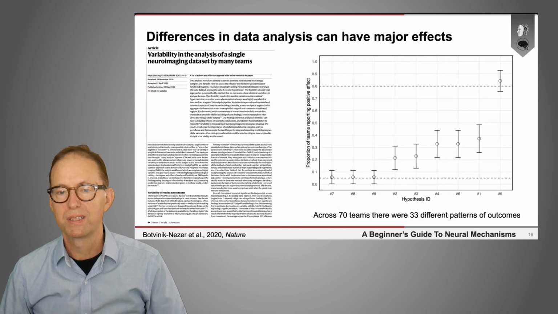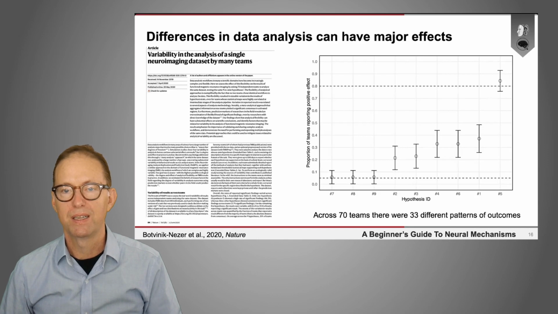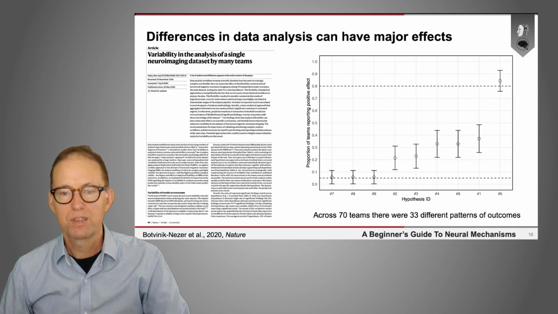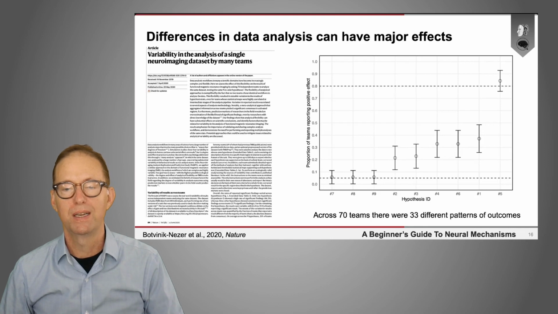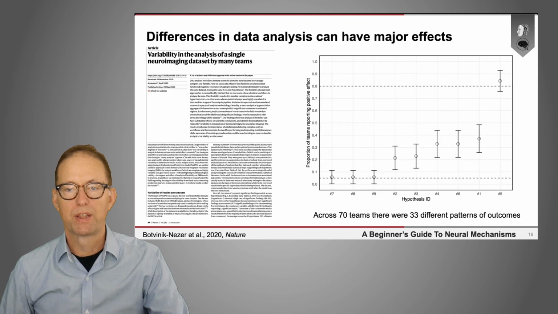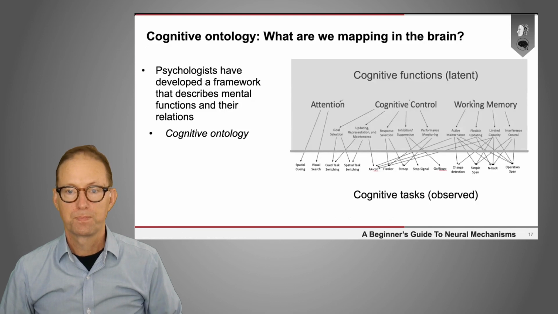And if we look across the teams, there were 33 different patterns of outcomes for the 70 teams. So this is a striking and worrisome amount of variability in the answers that one can get from the same data given differences in analysis pathways. And it really highlights the need for any researcher to run the data through multiple pathways and make sure that the results are robust to any specific features of the analysis.